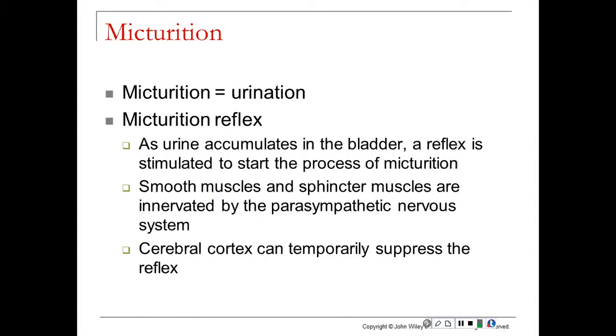So the process of micturition, this is the fancy word for urination. It actually involves a reflex. As urine accumulates in the bladder, as I mentioned, that stretch reflex is going to stimulate the process of micturition. That's when you're sitting there and you say, ooh, I gotta go to the bathroom. Those smooth muscles and sphincter muscles are innervated by the parasympathetic nervous system that rests and digests. The cerebral cortex can suppress the reflex because you have that voluntary skeletal muscle, that external urethral sphincter, that can be regulated via voluntary muscle coordination. So that's when the cerebral cortex comes in and says, whoa, you're not sitting on the toilet right now, you need to wait until you urinate.